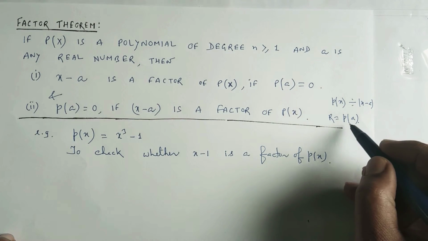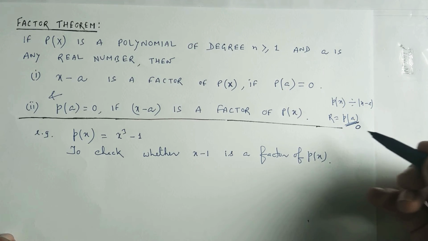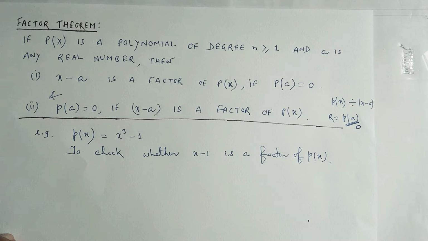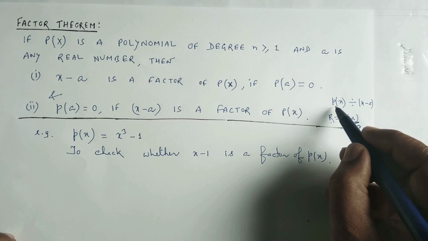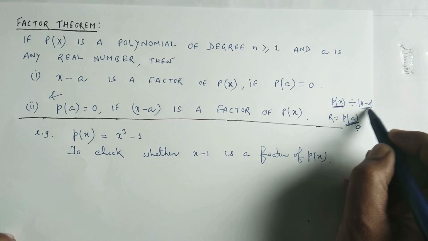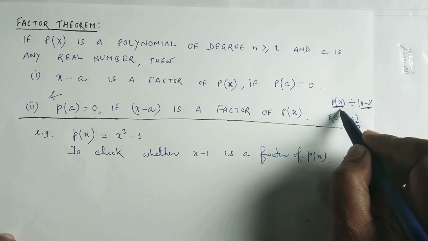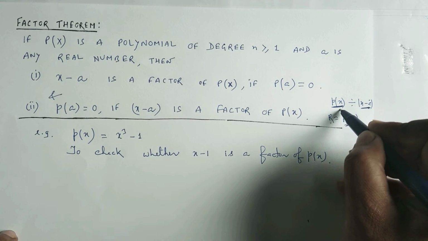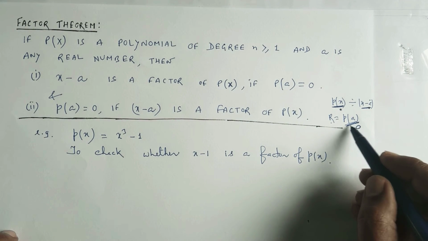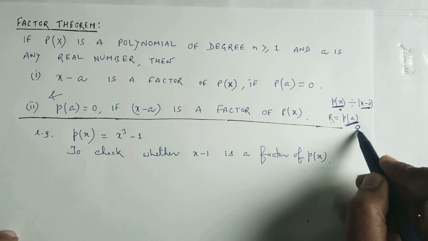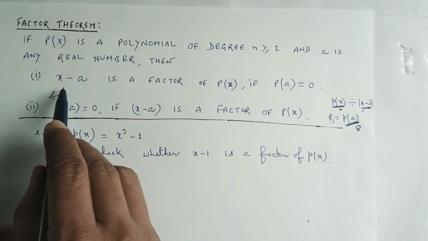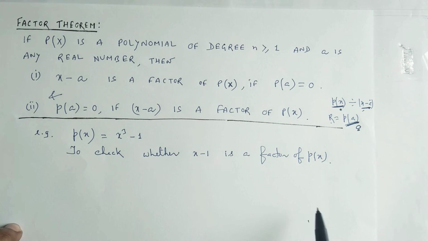Now, if this remainder is 0, I explained already, if the remainder is 0, then the divisor is a factor of the dividend, or the dividend is a multiple of the divisor. So if our remainder p of a is 0, then p of x is a multiple of x minus a, or we say x minus a is a factor of p of x. This is what we are going to do in the questions. Now if p of a is 0, then x minus a is a factor.